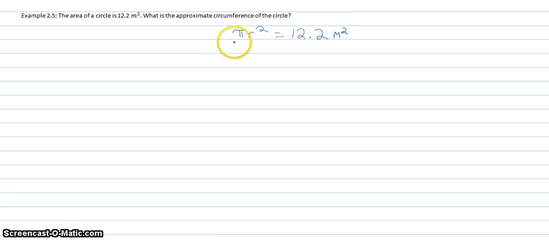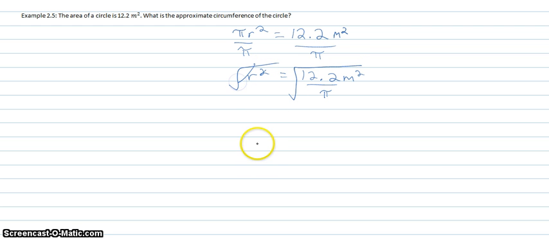So what we'll need to do first is divide both sides by pi. So r squared equals 12.2 divided by pi, still meters squared. And then take the square root of both sides to eliminate the square, and that will give us approximately 1.97 when we take the square root of that. And that'll just be in meters.